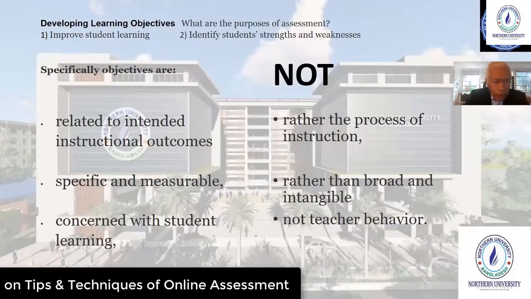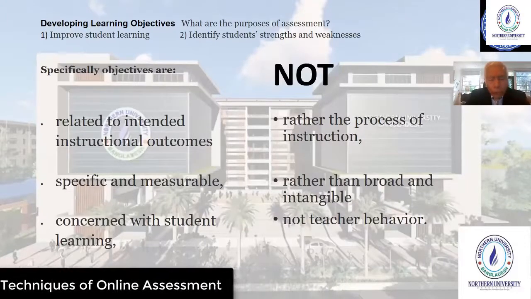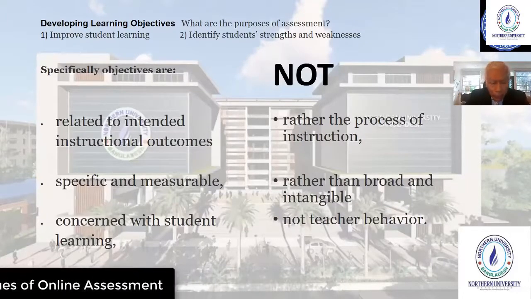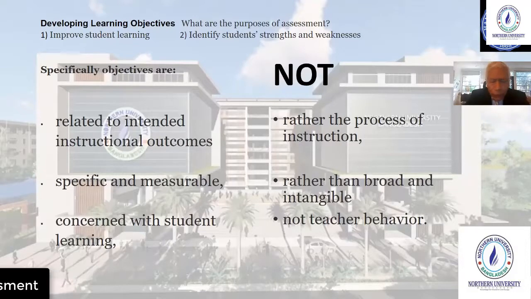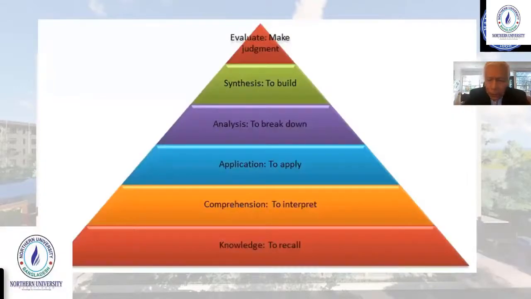So the objectives should be intended to instructional outcomes. So what we want, specific and measurable, not broad and intangible, and then concerned with the student learning. It's not about us. It is not about us. Okay, next slide. So here, all of you are familiar with this scheme, which is we want to measure.